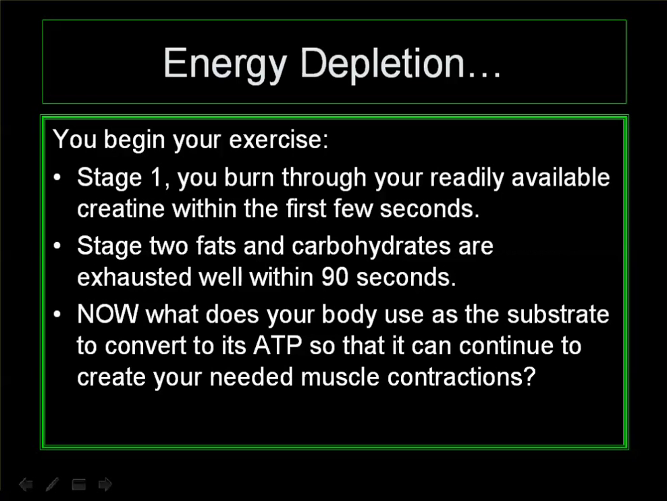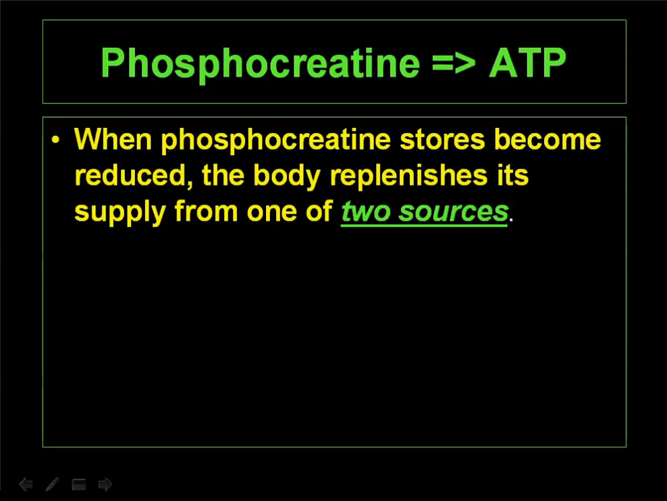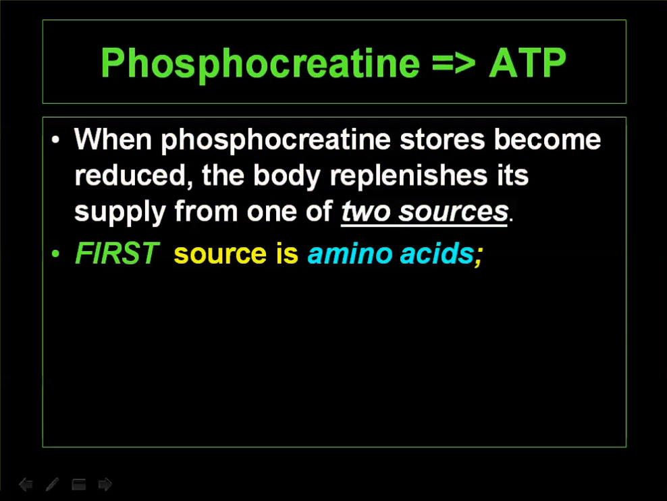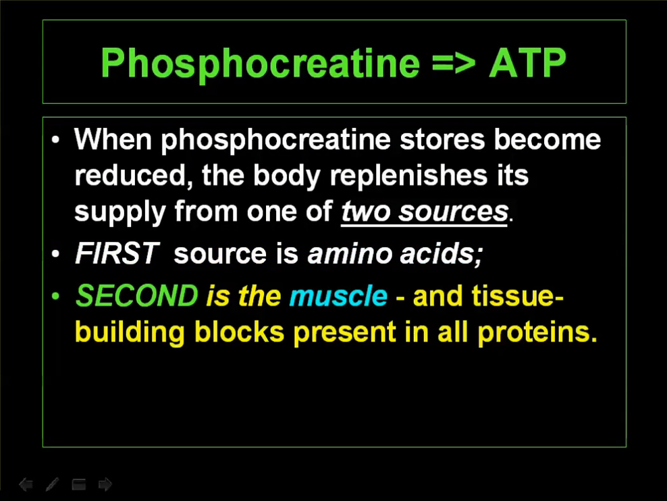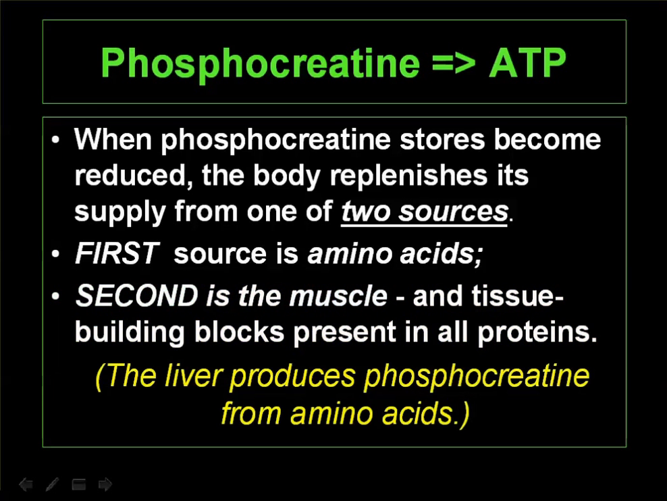Now, what does your body use as the substrate to convert to its ATP so that you continue to create those needed muscle contractions for this long duration marathon type workout? When phosphocreatine stores become reduced, the body replaces it with a supply from one of 2 sources. Are you ready for this? First, amino acids. Second is the muscle, the tissue building blocks present in all protein. Of course, the liver produces phosphocreatine from the amino acids.